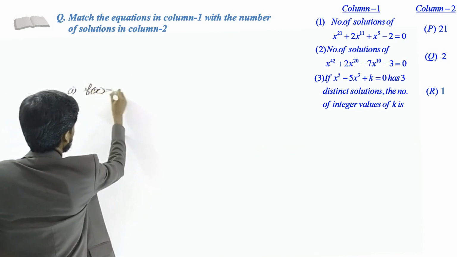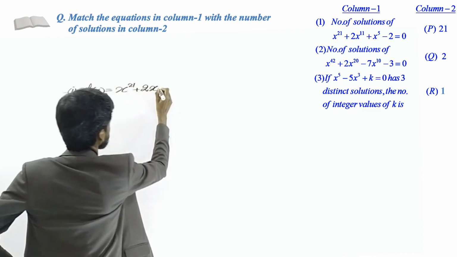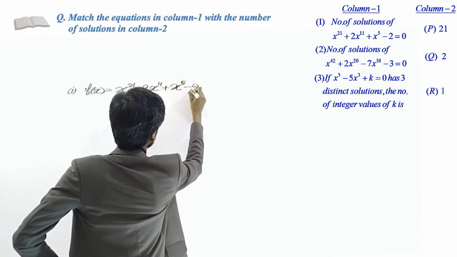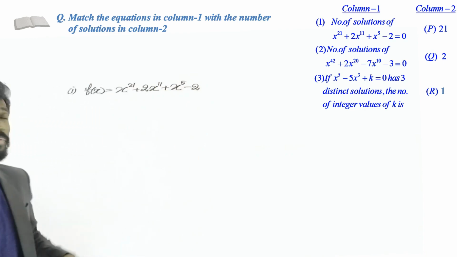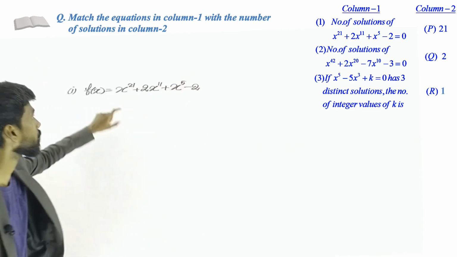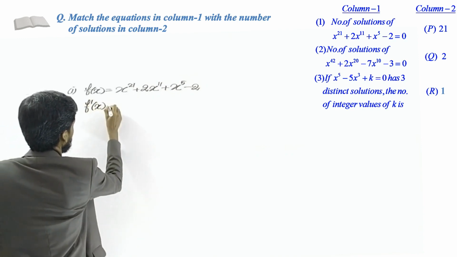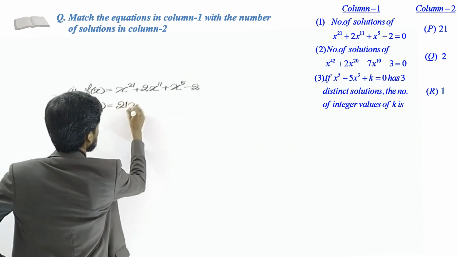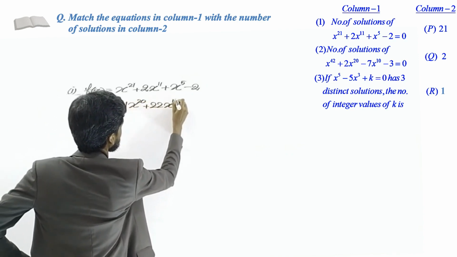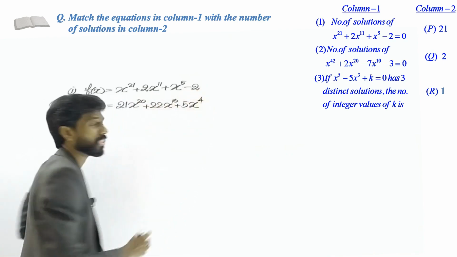f of x equals x to the power 21 plus 2x to the power 11 plus x to the power 5 minus 2. So this is a polynomial of degree 21. So we have to find the number of real roots of this equation. Now what do you do? Let us find the derivative. So f dash x equals 21 x to the power 20 plus 22 x to the power 10 plus 5x to the power 4. So this is the derivative.